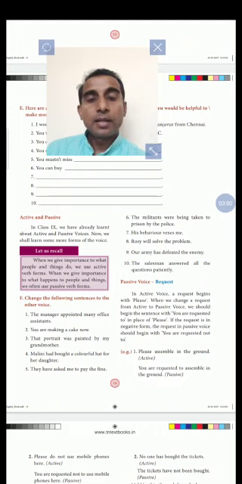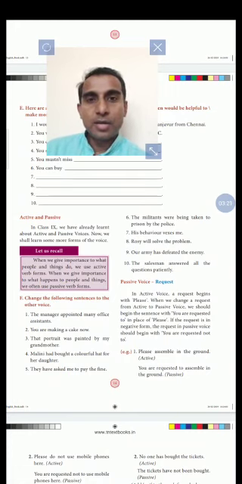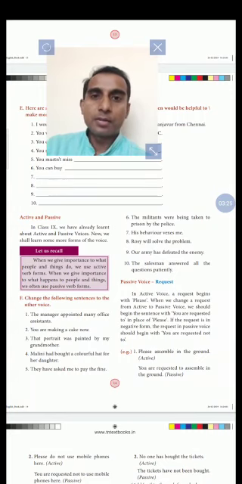Here I'm saying the snake was killed by Rama. In this sentence, I'm telling about what has happened to the subject. What has happened? The subject here, snake. The snake was killed. So this is the difference between an active and a passive voice. So Rama killed the snake is an active voice. The snake was killed by Rama is in passive voice.